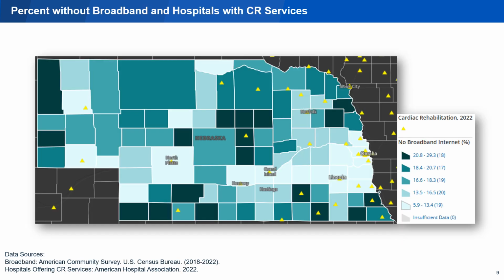The Atlas also includes maps showing access to broadband internet. This is important because cardiac rehabilitation delivered remotely via the internet may extend the availability of cardiac rehabilitation for some communities with high eligibility but little geographic proximity to hospitals offering those services. However, not every community has the same access to broadband. Here we see a county map of the percent of households without a broadband internet subscription. Some of these counties with high percentages of no broadband internet subscriptions, indicated in dark teal, also lack a hospital offering cardiac rehabilitation services.